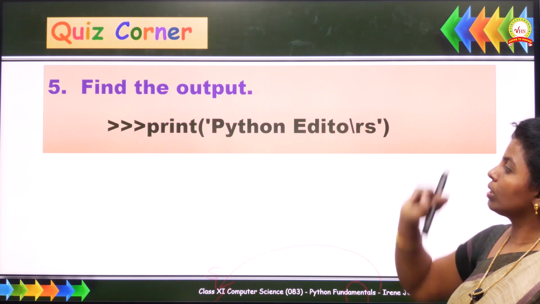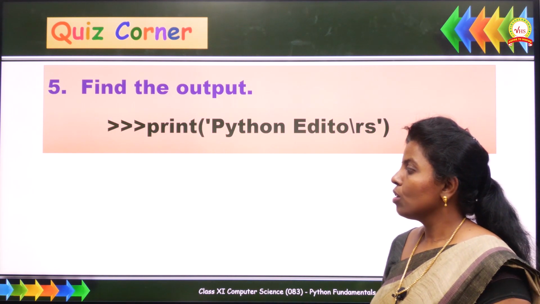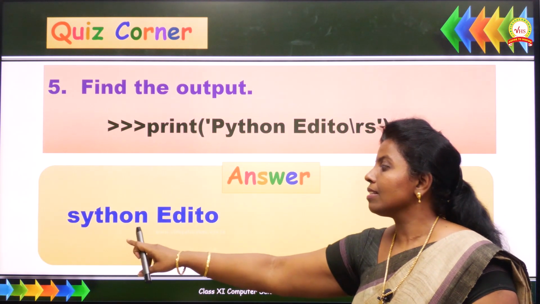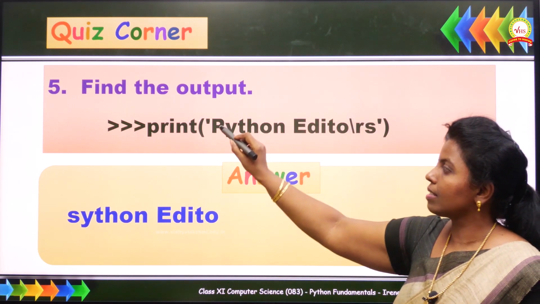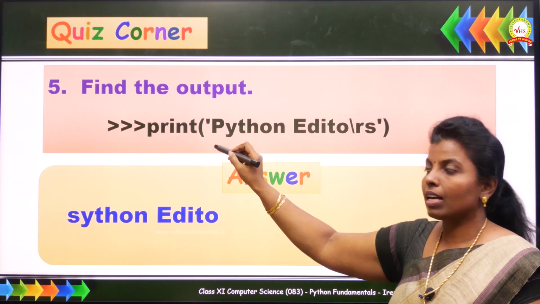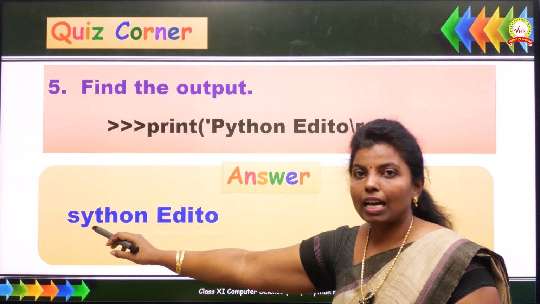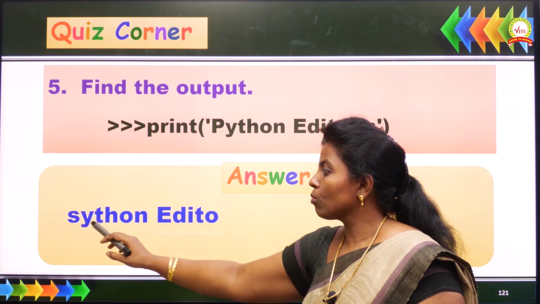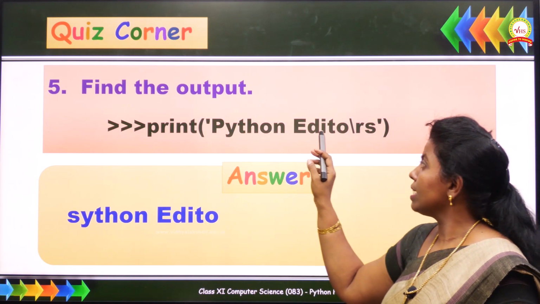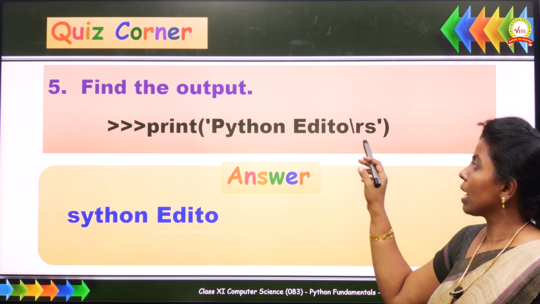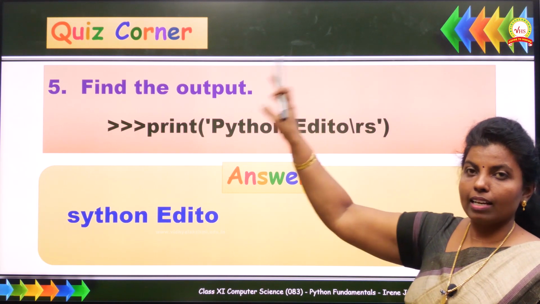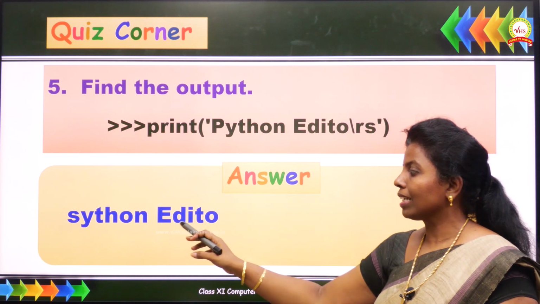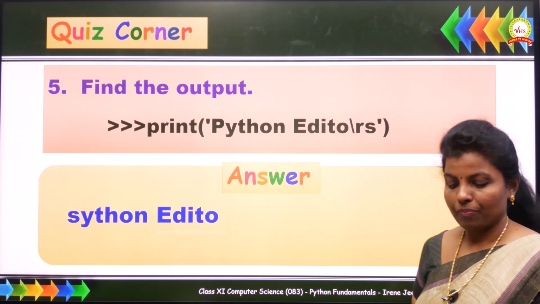So let us see what is the answer printed for us. The answer printed for us is Sython Edito, because this S has just been replaced over here and then P has been removed. Instead of that place we have just received Sython and then Edito, because backslash r and S after the carriage return, whatever is there has been brought over here. So we have got Edito as the answer, right?